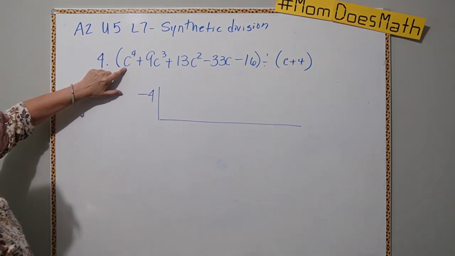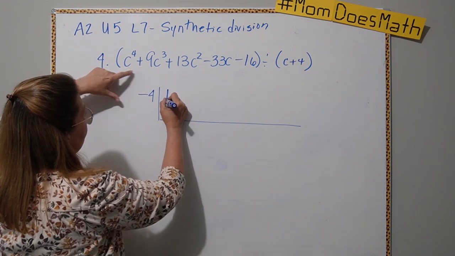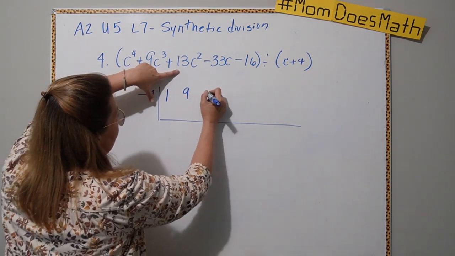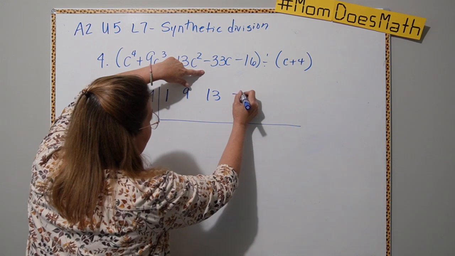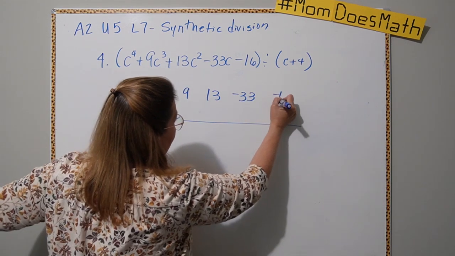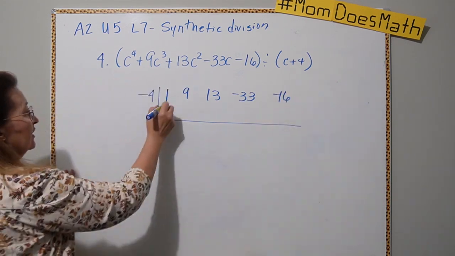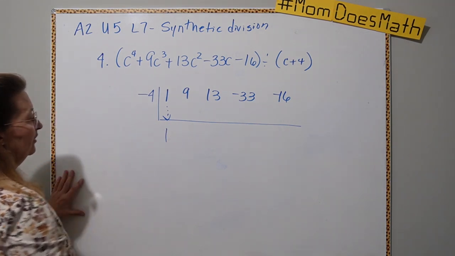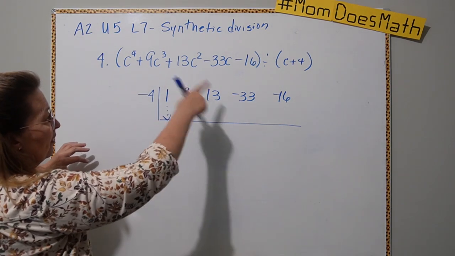All right, let's get all the coefficients. This one is +1. This is 9. This is 13. This is -33. And this is -16. Okay, take the first one and drop it down. Now start the ball rolling.